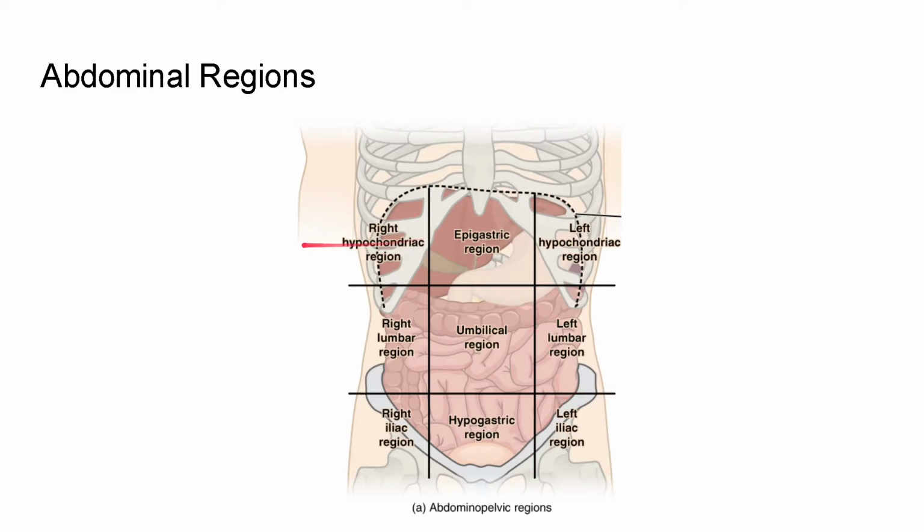Now, the reason why we have all these different regions is again just to make it easier to find things. Like if someone says there is a hernia in the left lumbar region, you're not going to look on this side or this side or this side. You'll automatically know that it's somewhere around here. So that's why.